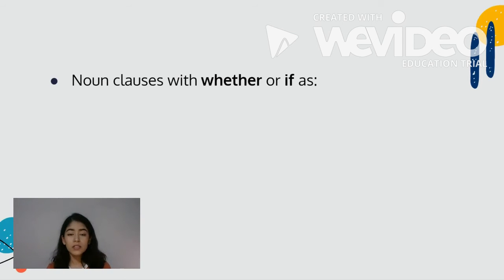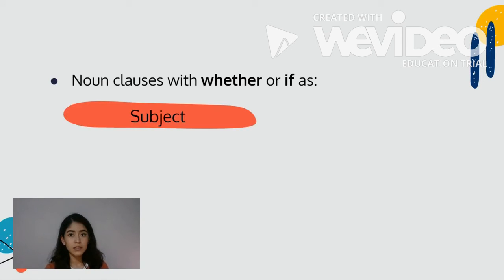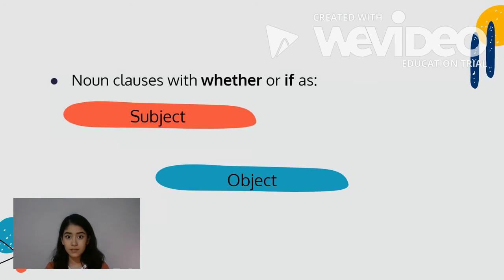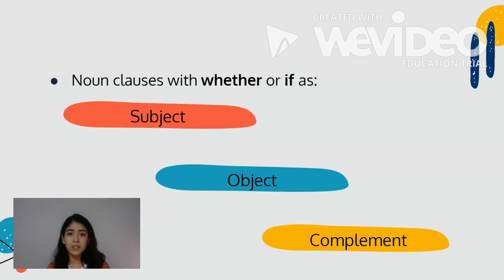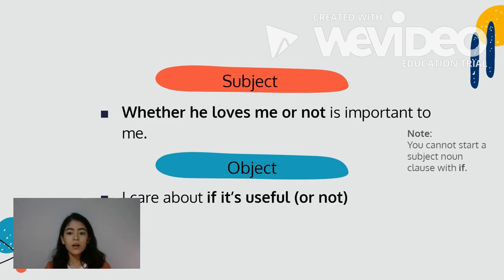Now, noun clauses with whether or if can be the subject, object, and complement of a sentence. When you use a noun clause as the subject of a sentence, it is the subject of the whole sentence. For example, whether he loves me or not is important to me. Whether he loves me or not is the subject of this sentence.